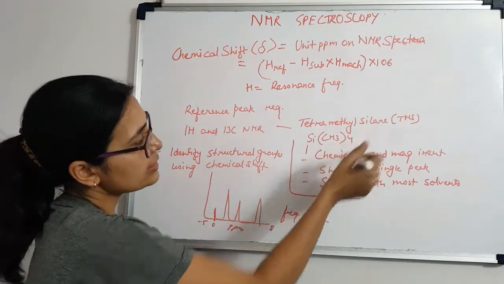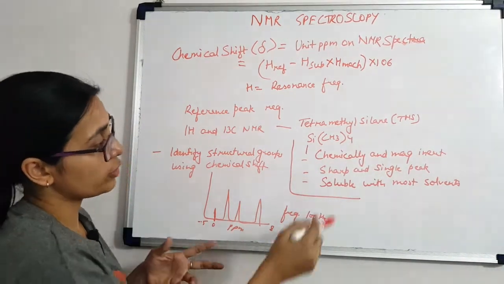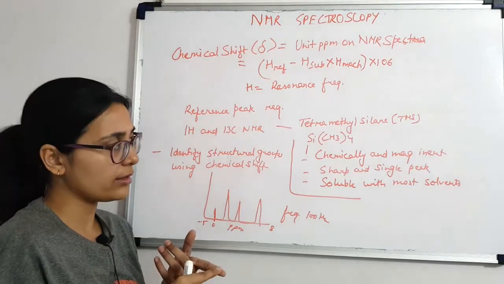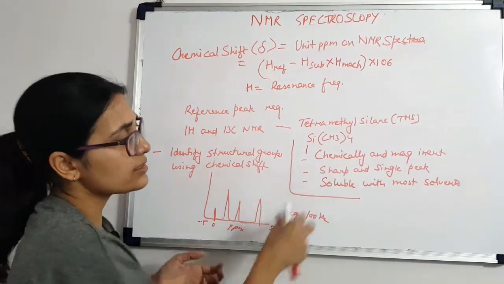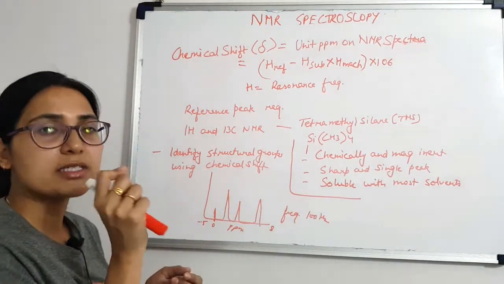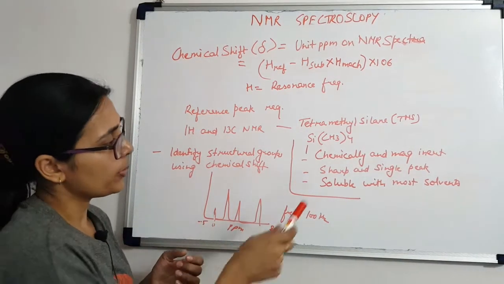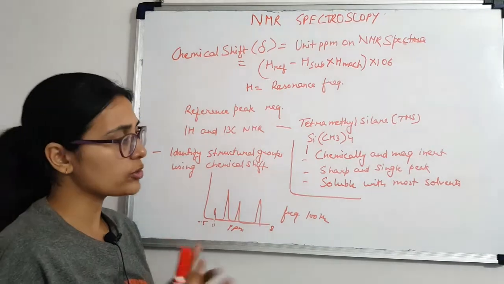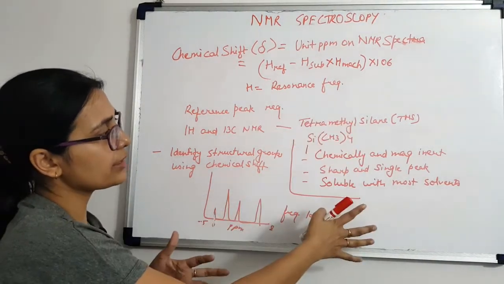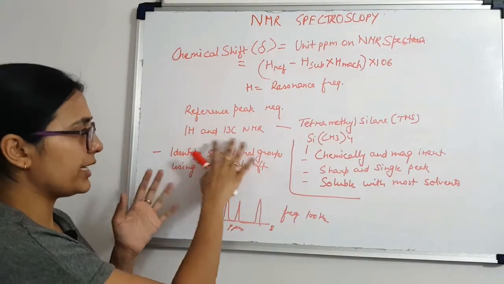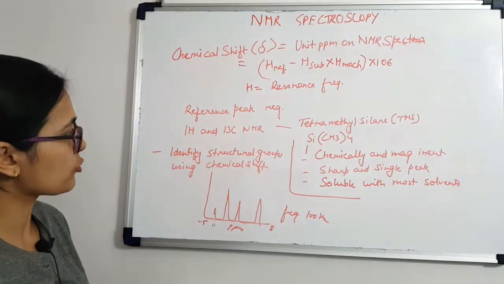Now tetramethylsilane is used for various reasons, one of which is that it is chemically and magnetically inert. Then it has a sharp and single peak at 0 ppm, 0 chemical shift. Then it is soluble in most of the solvents. So tetramethylsilane can be used as a reference in 1H and 13C NMR spectroscopy.